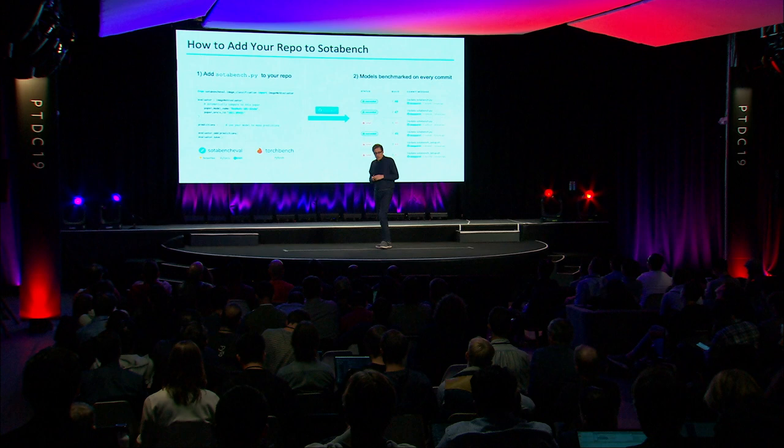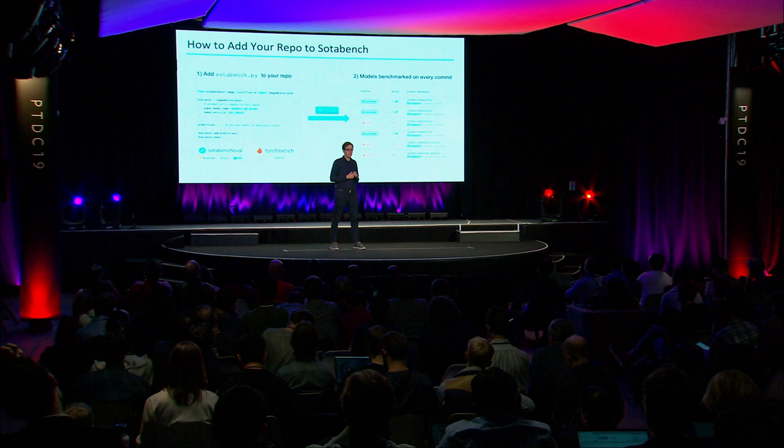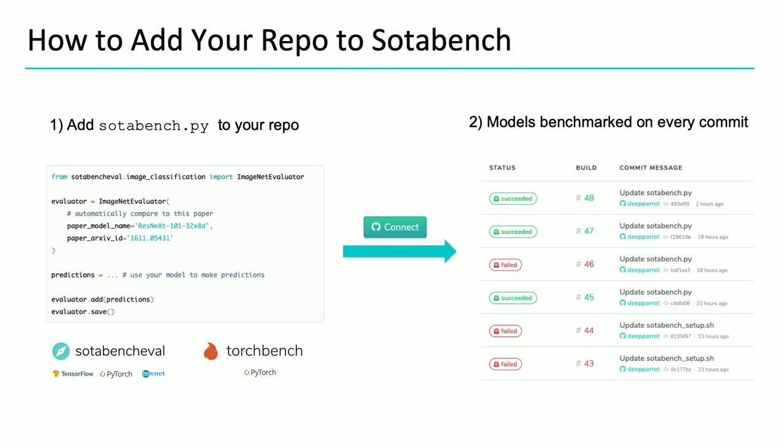So how does it work? How do you add your repo? Well, in your GitHub repo, you would add one file, sotabench.py, that has a bit of integration code where you say which paper you're comparing to. If you're comparing to a paper, you use your model and then submit those to benchmarks, and we evaluate that.